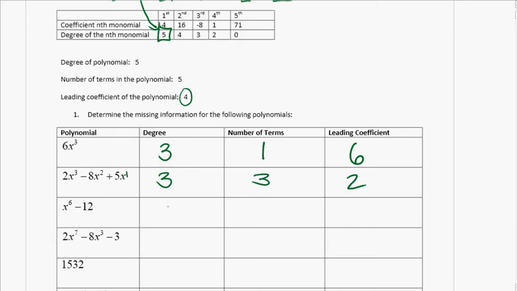So again, not the biggest coefficient, but the coefficient of the highest degree term. Here we have x to the 6th. The degree is 6, because that's the biggest exponent. 2 terms, and the leading coefficient is 1, because you don't have anything in front of an x to the 6th. It's just 1x to the 6th. This is 7 for the largest exponent. Number of terms is 3, because there are 3 things separated by pluses and minuses, and 2 is the coefficient of the x to the 7th.